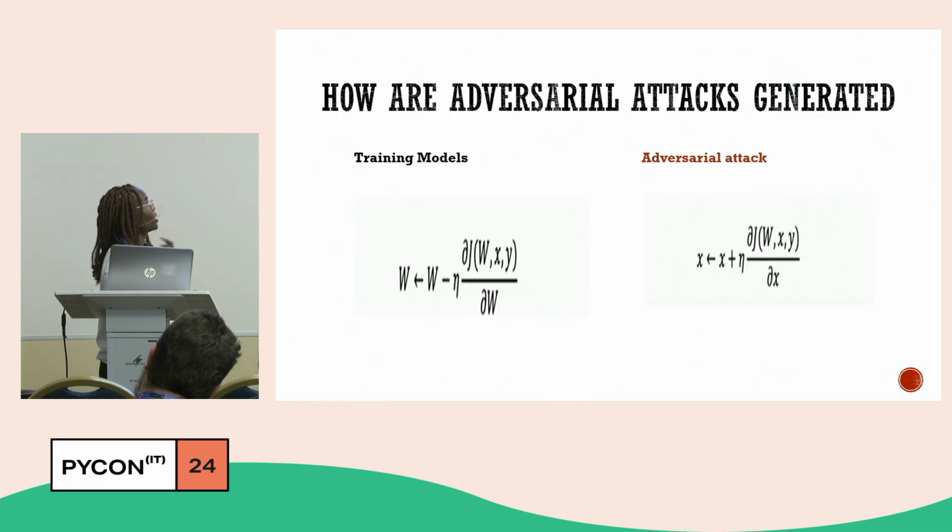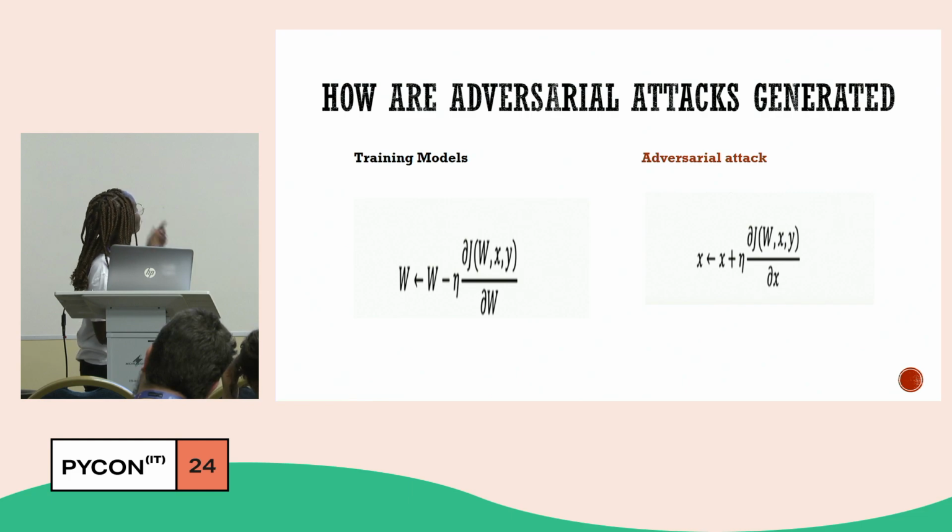Okay, now let's see how adversarial attacks are generated. Basically, the idea is that we take advantage of the fact that when training models, you're usually relying on gradient descent to reduce the loss function. When you're trying to create an adversarial attack, you rely on the same concept, but now you're trying to maximize, or increase, the loss function instead of decreasing it.